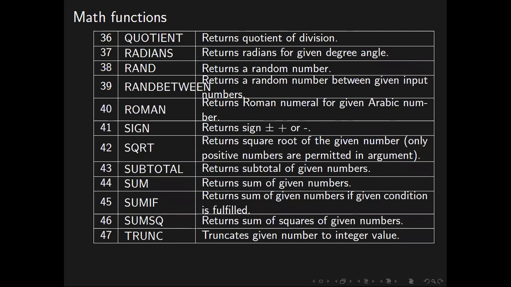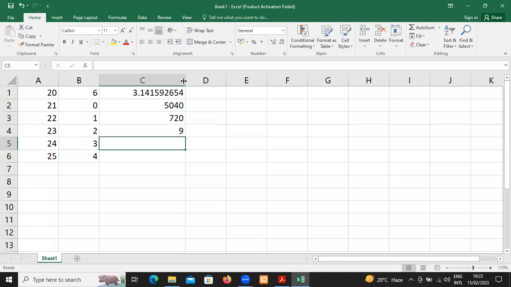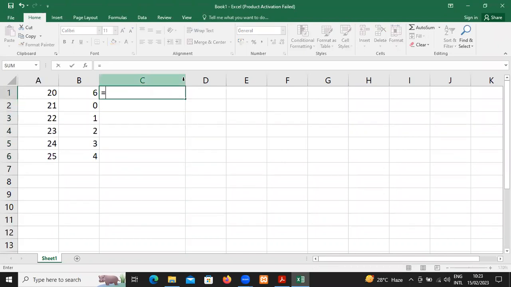Then quotient. I said there is a function called mod. Mod gives only the remainder, whereas to find the quotient, we have a function called quotient itself. I say equals quotient A1, 7. When A1, 20, is divided by 7, what would be the quotient? 2 is the quotient. 14 is the nearest number we get. 2 would be the quotient.